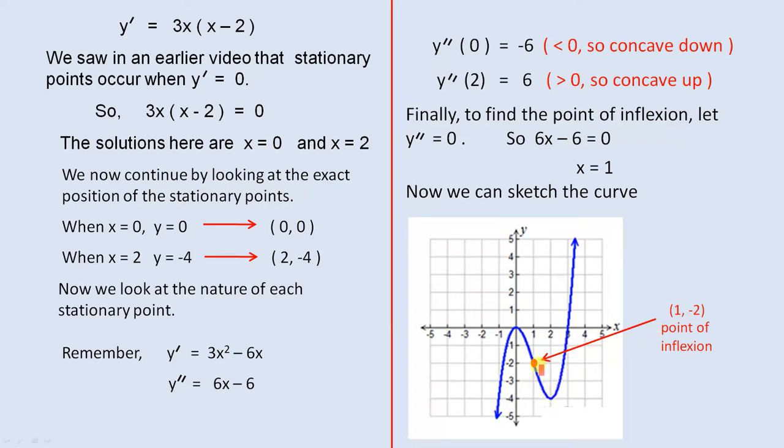And here is the point of inflection, 1, negative 2. If you substitute 1 into the original equation, you get negative 2, so there is the point of inflection. And remember, that's where the curve changes its nature. It goes from concave down to concave up.